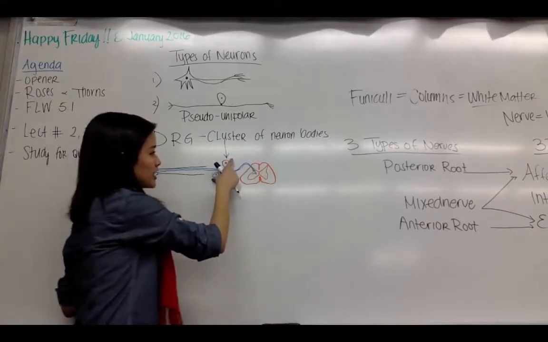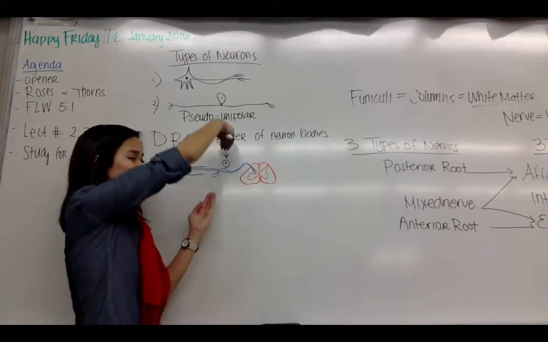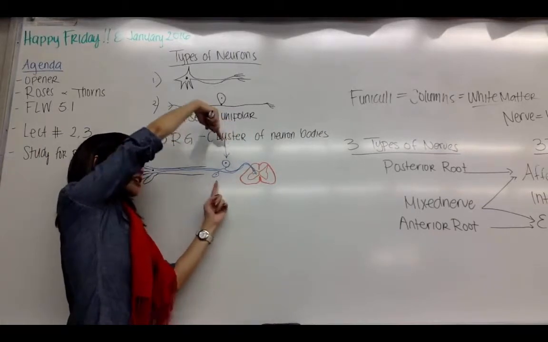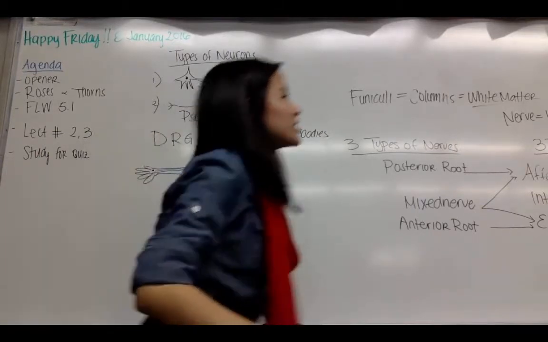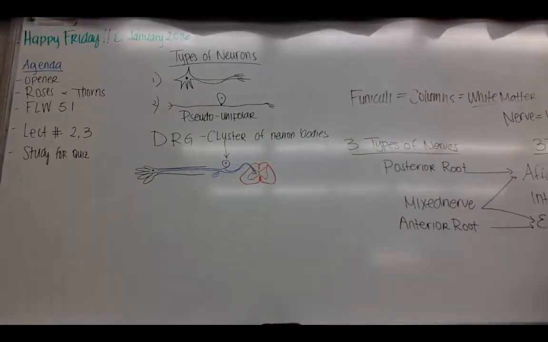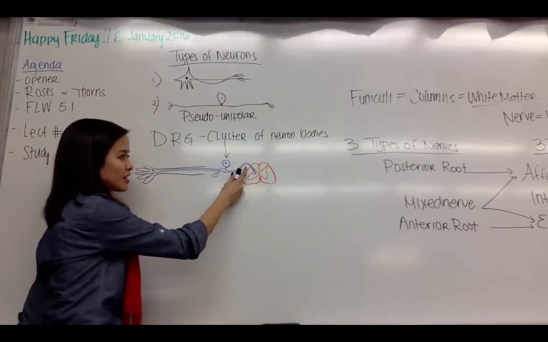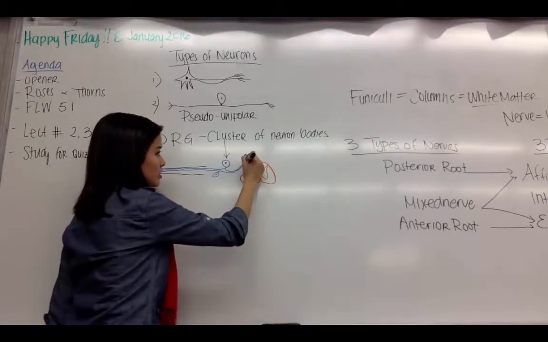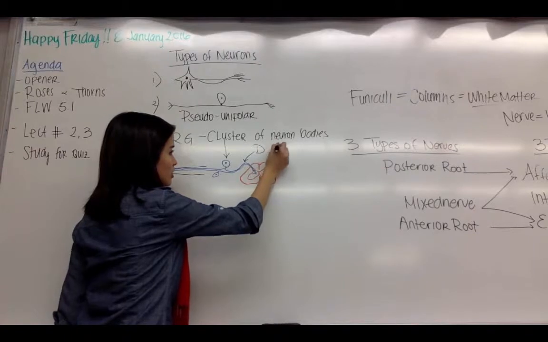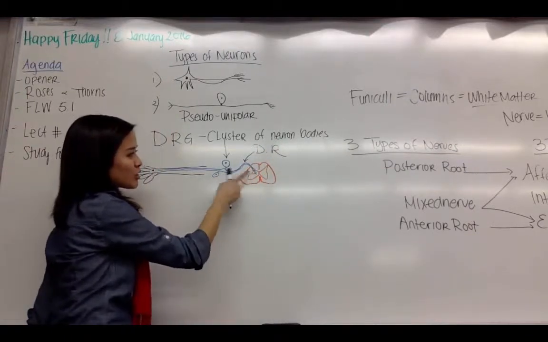Notice how this cluster is literally bigger than this area. The dorsal root ganglion on this image would be this huge piece right here. This is where all the cell bodies are. So what is this piece right here again? Dorsal root. Which means it leads into the spinal cord.